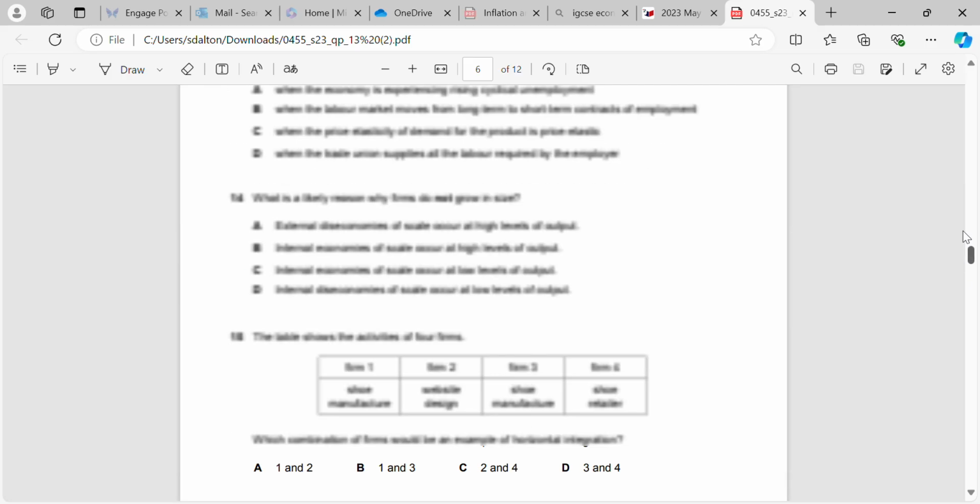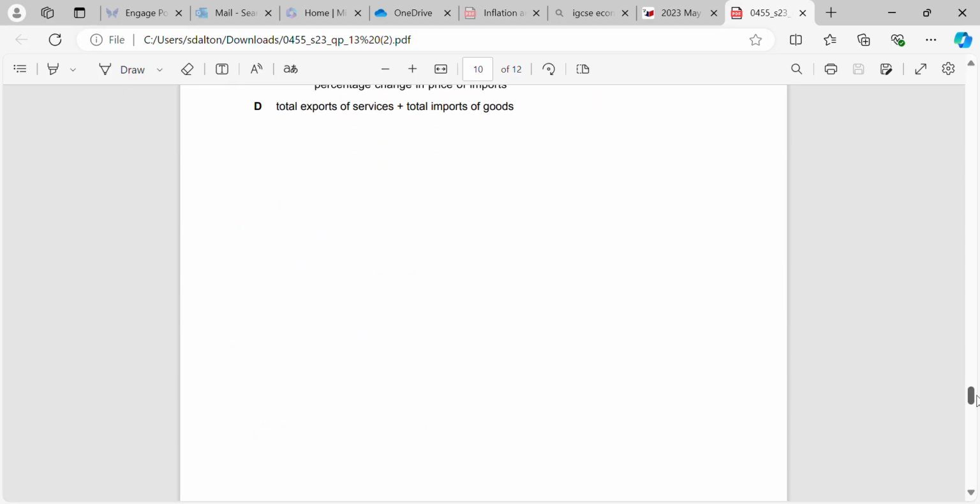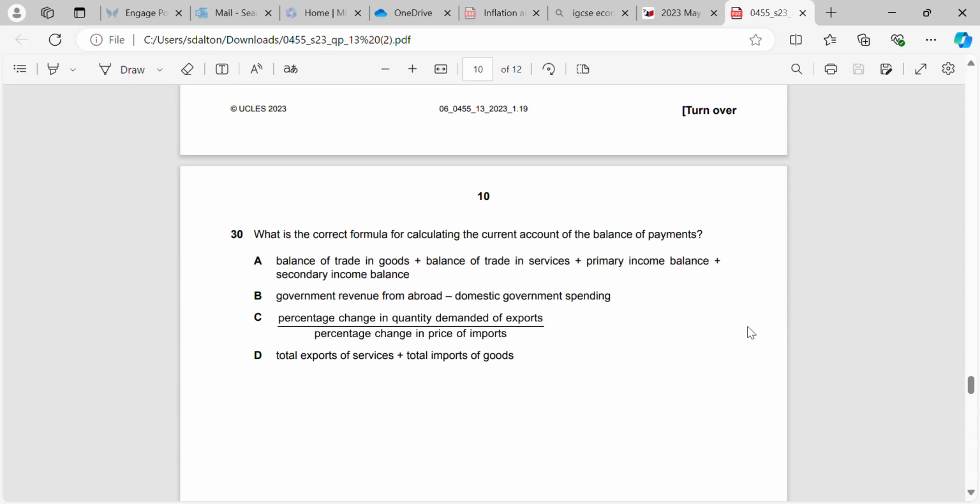So today we are going through 2023 May-June component question paper 13. So again, we're starting at the bottom. Formula for calculating the correct current account balance of payments.